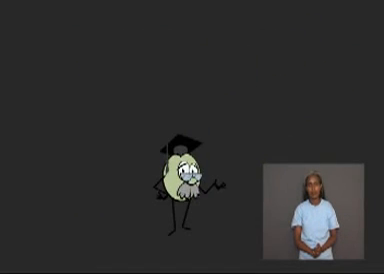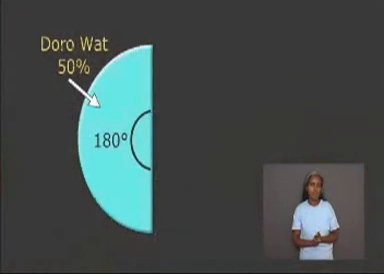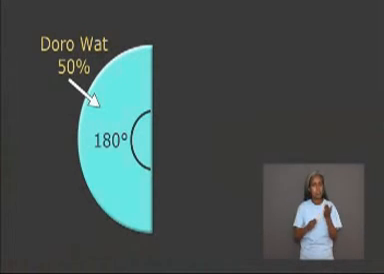Time's up. Let's get back to our lesson. Welcome back, students. I am sure that was not too difficult. Your pie chart should appear something like this. Since half of the people surveyed preferred dorowet, we draw a diameter of the circle and label 1/2 dorowet.